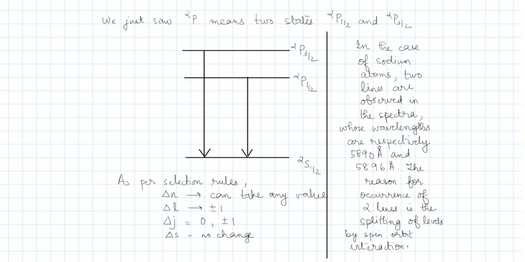the selection rules are like this. Principal quantum number can change by any value. Change in L can happen only by plus or minus 1. Change in J can be 0 or plus or minus 1. And delta S, there should be no change, where N, L, J and S are the principal, orbital, total angular momentum and spin quantum numbers respectively.